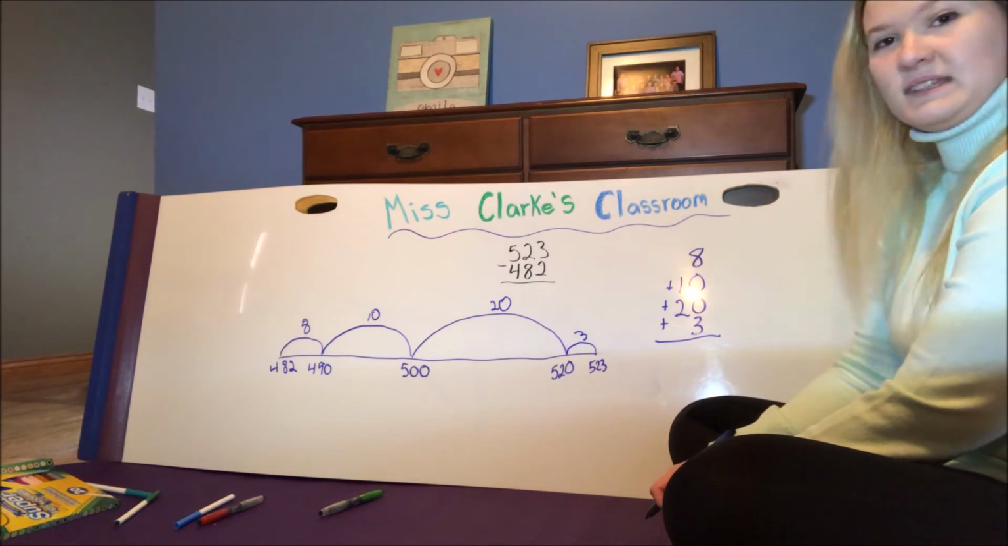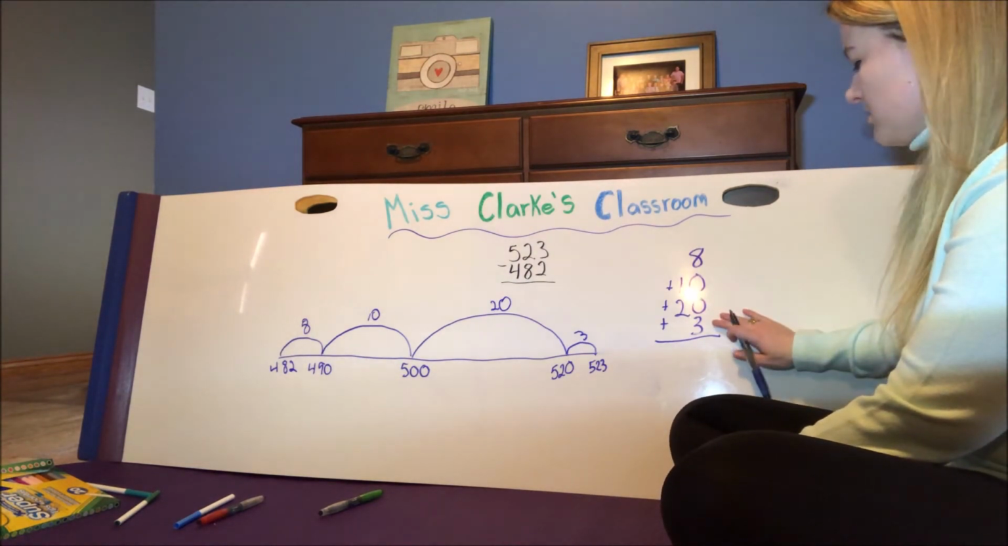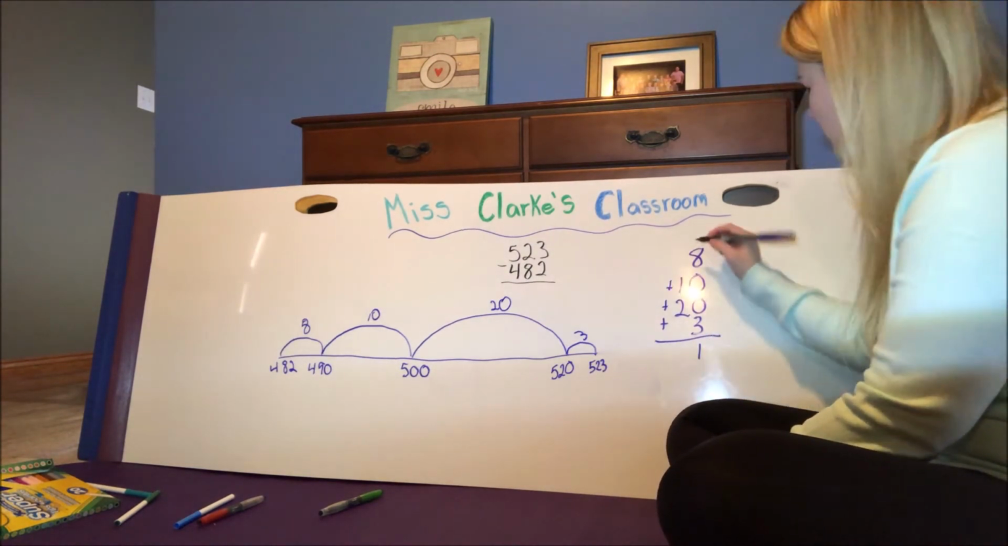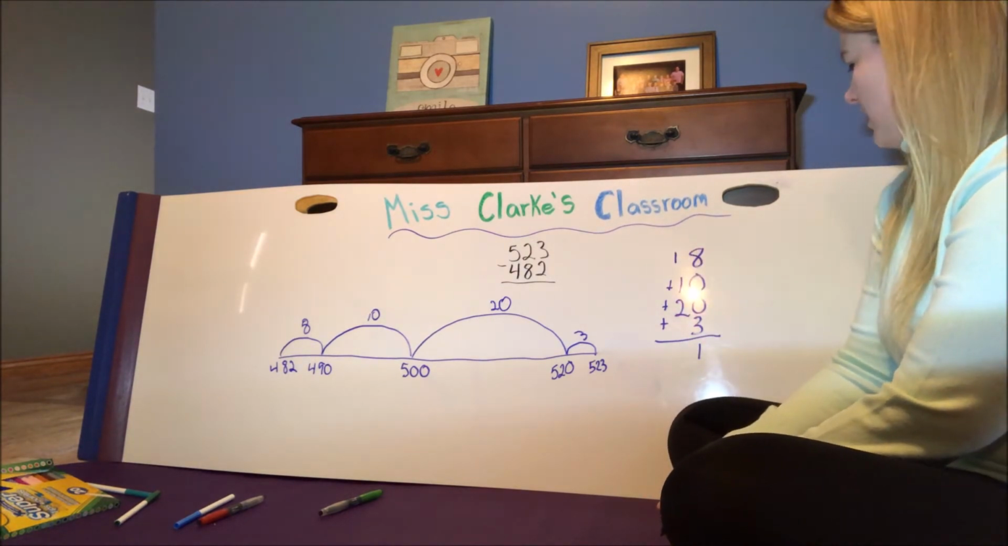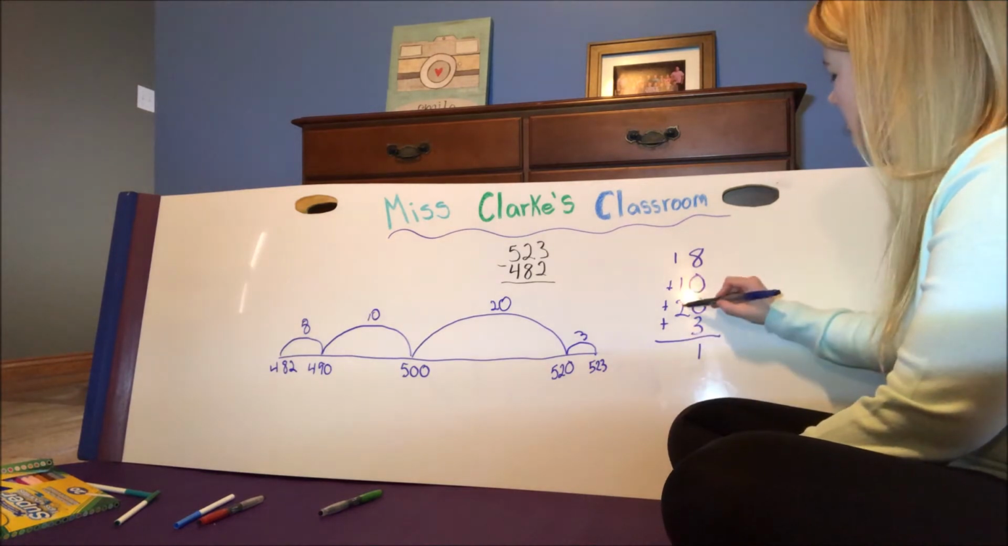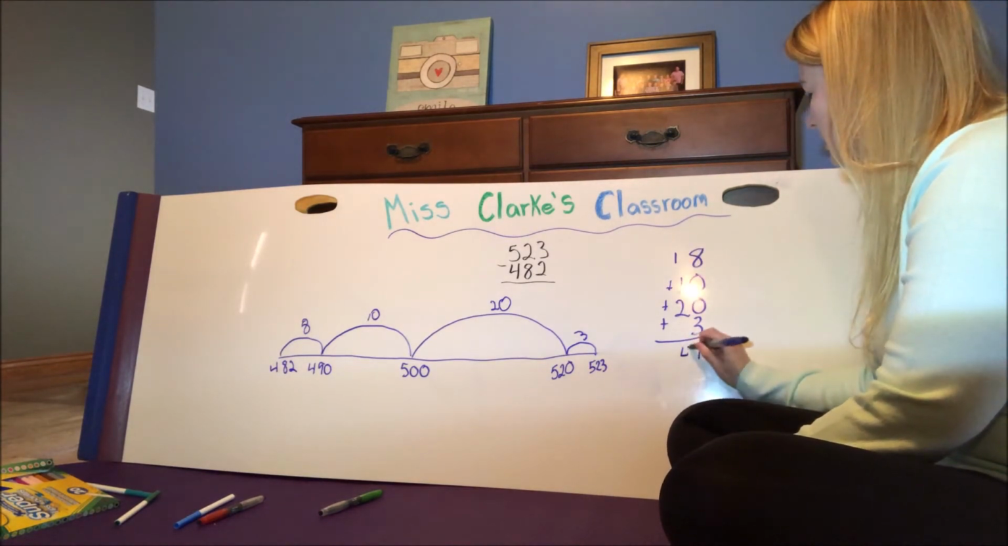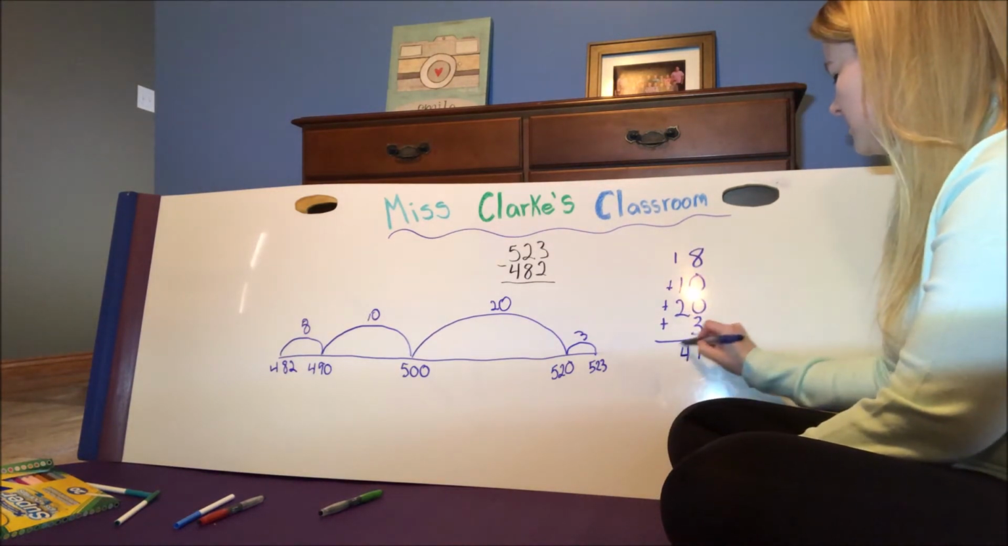So we're going to go ahead and add these up. 8 plus 3, I know that makes 11. We've got to carry that 10 because it's too big for the ones column. Now we're going to add our 10s together. 2, 3, 4. So now I know that my answer is 41.